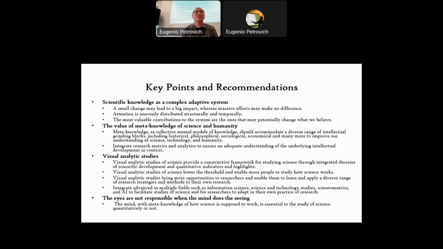So the value of this, put together, we think the mind is responsible for what we see. The mind here, in this case, I emphasize we need to know lots about theories of what science change is, what science revolution is, and what science is supposed to be. We need to know that before we can use any scientometric tools.